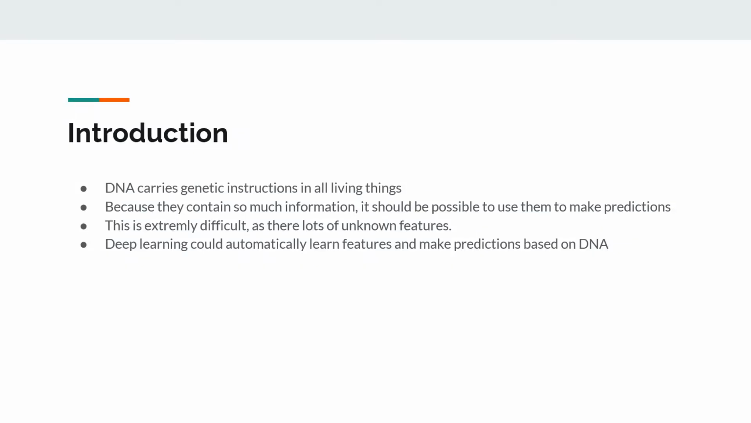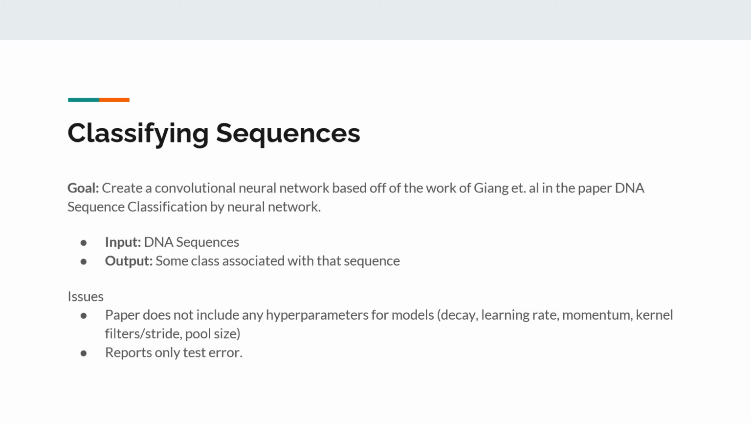DNA carries genetic instructions in all living things. Because sequences contain so much information, it should be possible to use them to make predictions, but this is extremely difficult as there are lots of unknown features. But deep learning could automatically learn those features and make predictions based on those DNA sequences. My goal in this project is to create a CNN based off of prior work that takes in DNA sequences and outputs some class associated with that sequence.